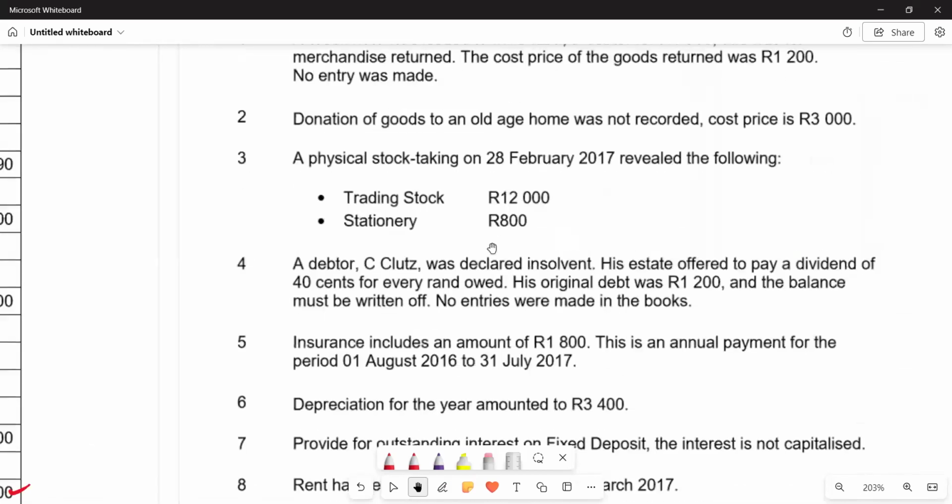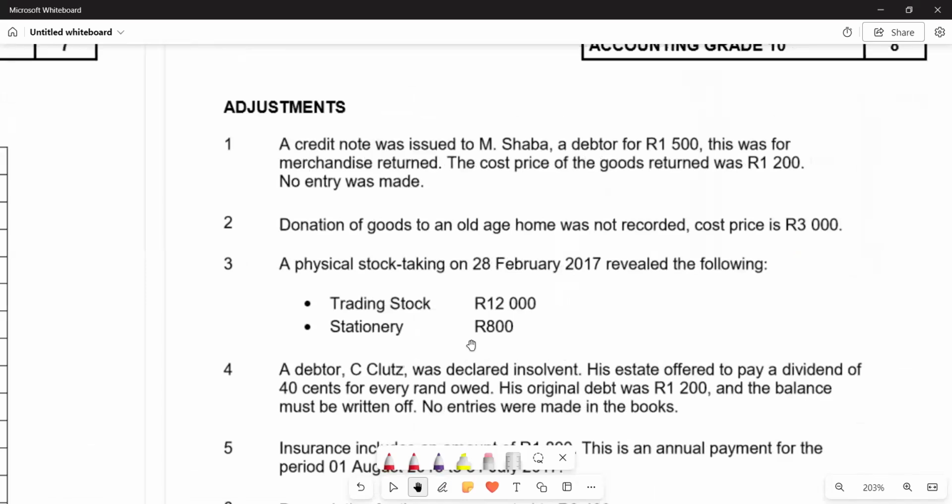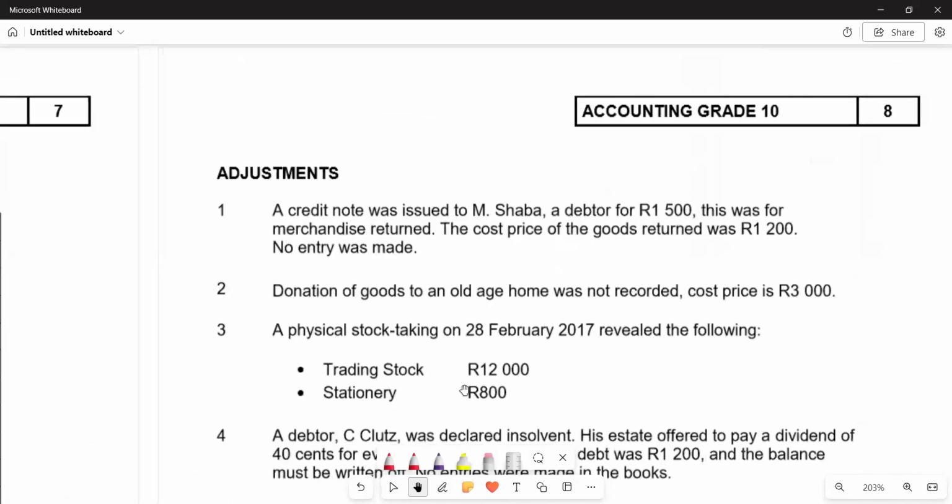If you come here, you'll see that on the first information, you are told that a credit note was issued to M. Shaba, a debtor, for 1,500. As this was for merchandise returned, the cost price of the goods returned was 1,200. No entry was made. So what does it mean? It means we have to subtract another 1,500 from the figure for sales, because these returns were not taken into account.